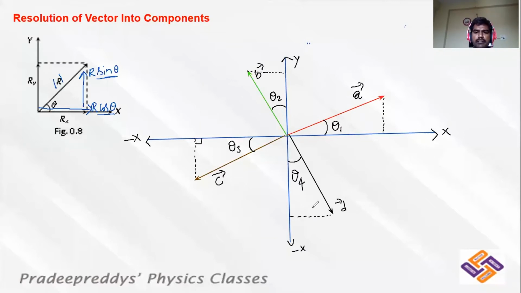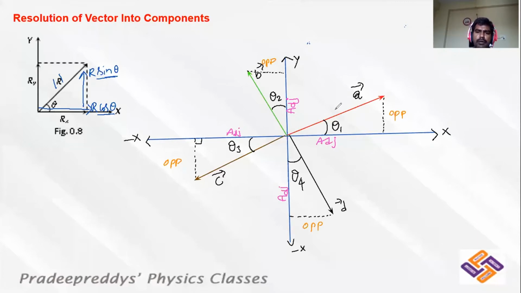Now for those triangles, identify which are opposite sides and which are adjacent sides. Okay, this is opposite side and this is opposite side. This is opposite side. This is opposite side, right? And what about adjacent side? Here it is adjacent side and this is adjacent side, and this is adjacent side, and here this is adjacent side. Okay, now you have identified opposite and adjacent sides. Now you can resolve those vectors into components.